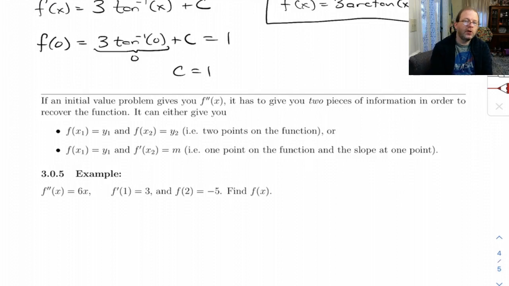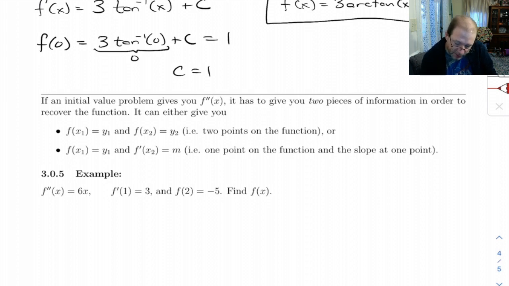All right, we're going to do some more initial value problems, but the ones we look at here are going to be different because they give us f double prime instead of giving us f prime. And the difference here is if they give us f double prime, instead of giving us one piece of information to be able to figure out what the function is, they have to give us two pieces of information.